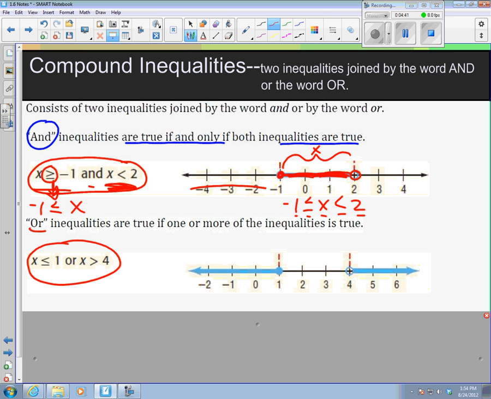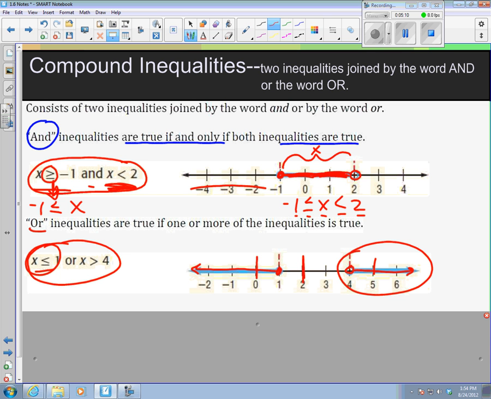So the first part here is X is less than or equal to 1, right here, and it keeps on going. Or X is greater than 4. And all that's saying is this. Would 0 be a solution for this compound inequality? Yes, because it satisfies the first inequality. How about 5? Yeah, because it doesn't have to satisfy the first one. It can satisfy the second one, and it does. It does satisfy x is greater than 4 right here.